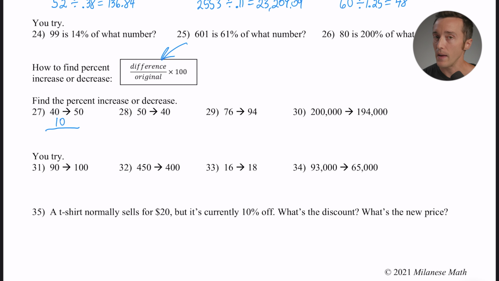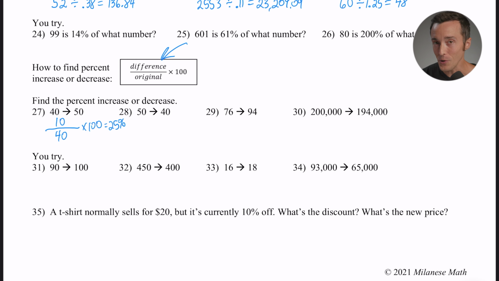And then divide that by the original price of the jeans. In this case, it was $40 originally. And then the formula calls for us to then multiply that by 100, okay? So if we do 10 divided by 40 and multiply it by 100, we're gonna get 25%. Okay, so in other words, in that situation, if the jeans went from $40 to $50, they increased by 25%.